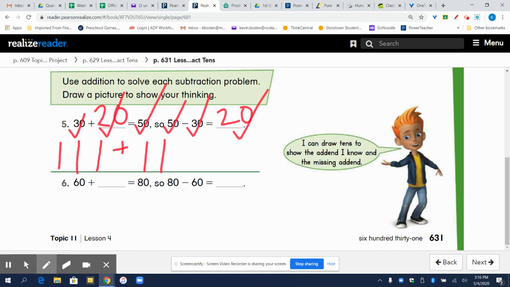Try doing the fact family question below, which is to use addition to find the answer to a subtraction problem. And it says draw a picture to show your thinking. So make sure you draw some 10s. No 1s because we're not there yet. I will see you on the back of this paper on number 7.